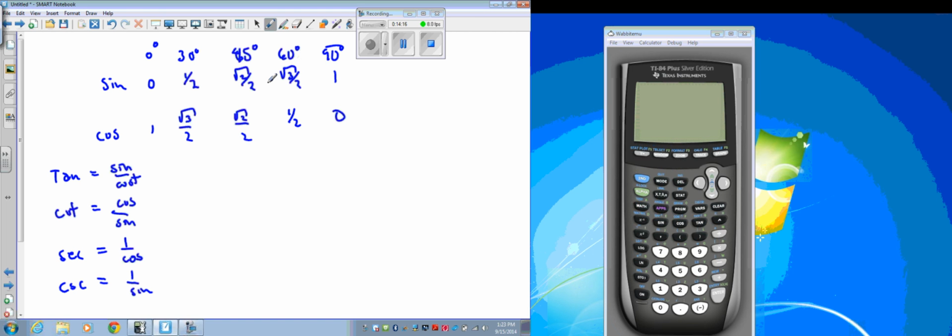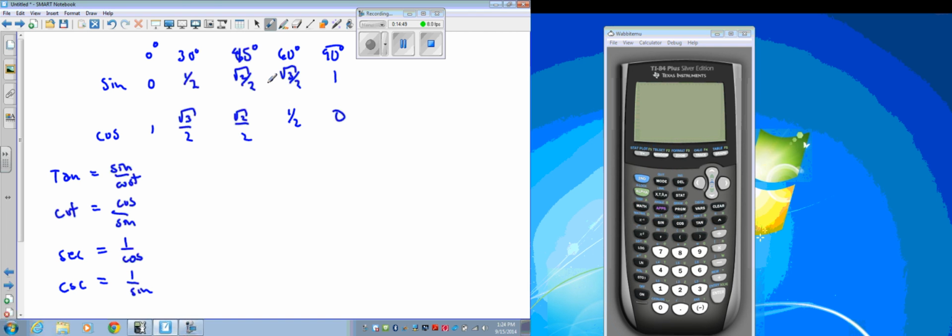Cofunctions are something where if you take 90 minus whatever angle you have, it'll be the same number as what you have there. That's the definition of a cofunction. 90 minus an angle is the complement of that angle. So if you have the sine of an angle, it's the cosine of its complement.